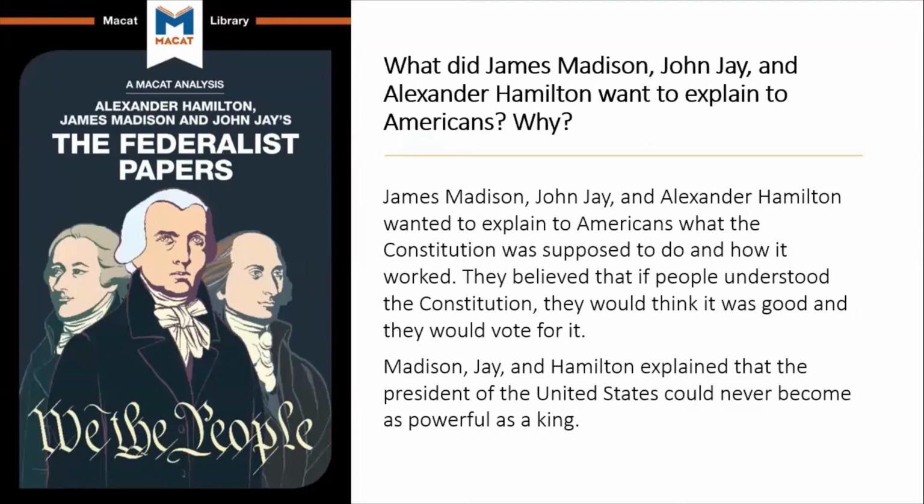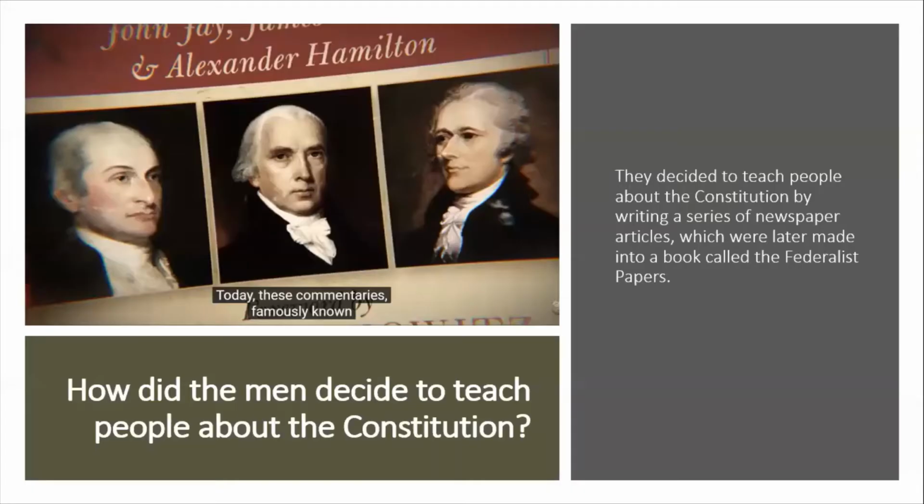Questions. What did James Madison, John Jay, and Alexander Hamilton want to explain to Americans, and why? They wanted to explain to Americans what the Constitution was supposed to do and how it worked. They believed that if people understood the Constitution, they would think it was good and they would vote for it. Madison, Jay, and Hamilton explained that the President of the United States could never become as powerful as a king.